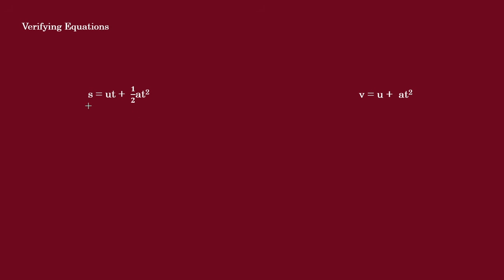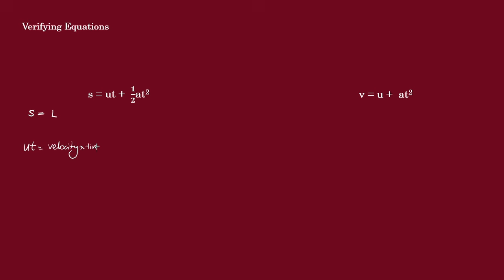This is one of the equations of motion. So S is ut plus half at squared. So let's try and do that. We'll first of all find the dimensions of what is being equated to. So S is a length, which is displacement, which has dimensions L. Okay? So the first product term is ut. So ut is velocity times time.